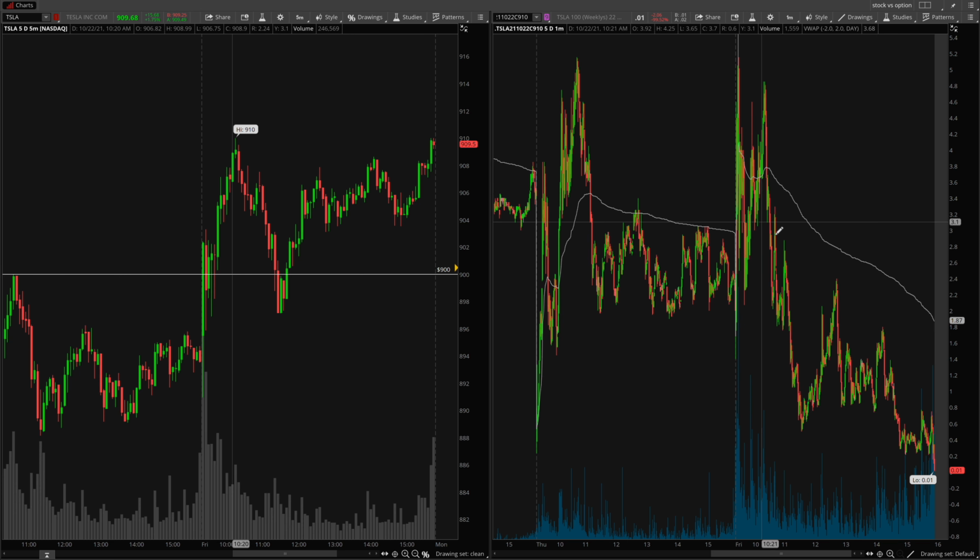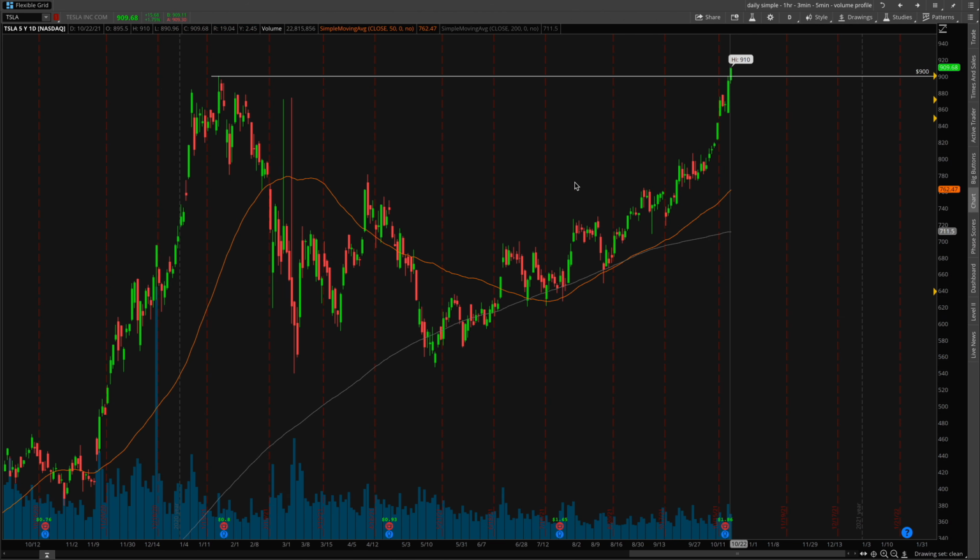On the right hand side is the same week expiration. So in other words, the option that expired today, this is the 910 call. 910 was my target. And then we'll be taking a look at the option that expires next week, also the 910 option. So before we jump into the intraday time frame, let's actually just take a look at Tesla on a larger time frame.